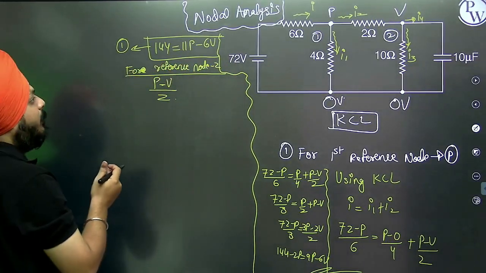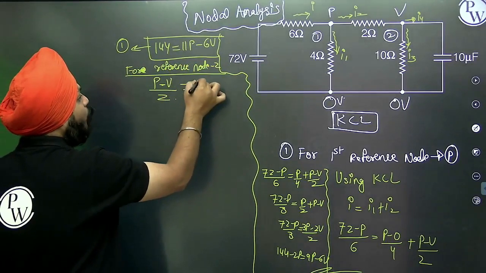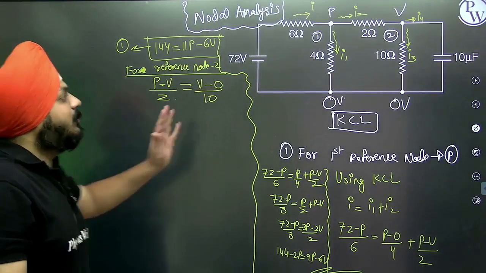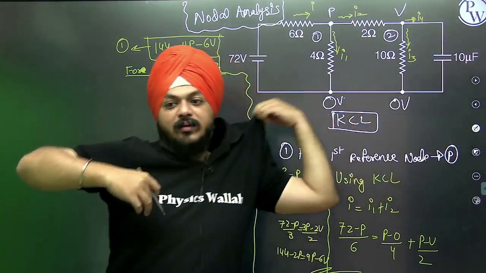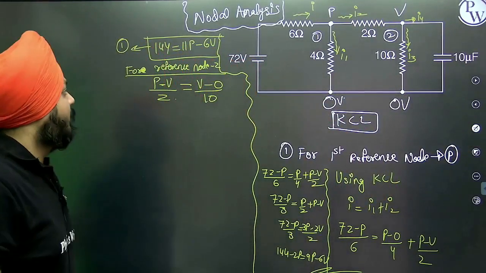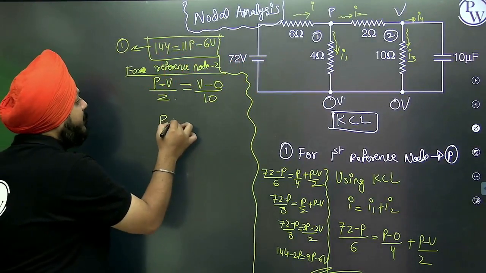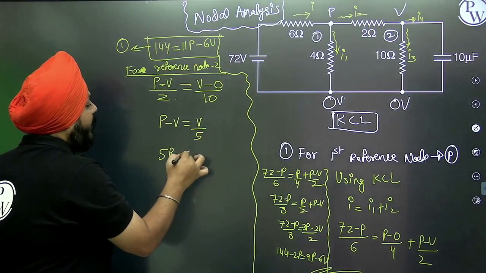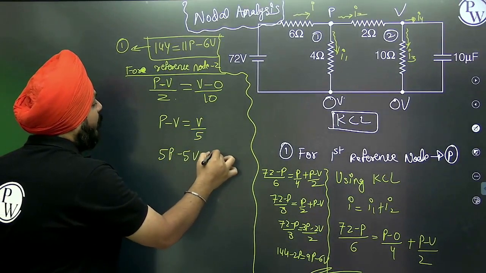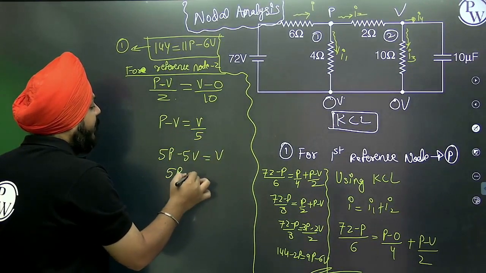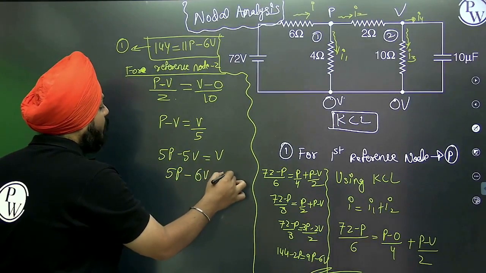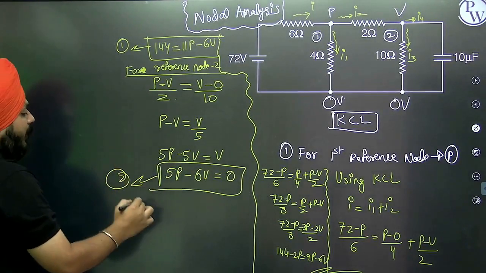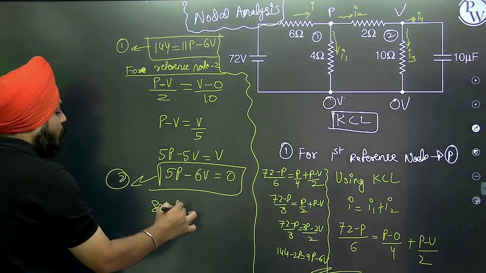Okay. That will be equivalent to V minus 0 whole divided by 10. On the other part, we have nothing, so we are not going to write anything. So this is going to be P minus V is equal to V by 5. 5P minus 5V is equal to V. So it's 5P minus 6V is equal to 0. Can I consider this as equation number 2? Solving 1 and 2.